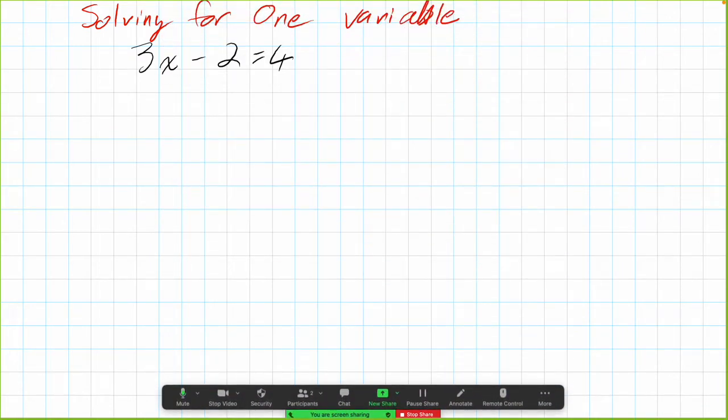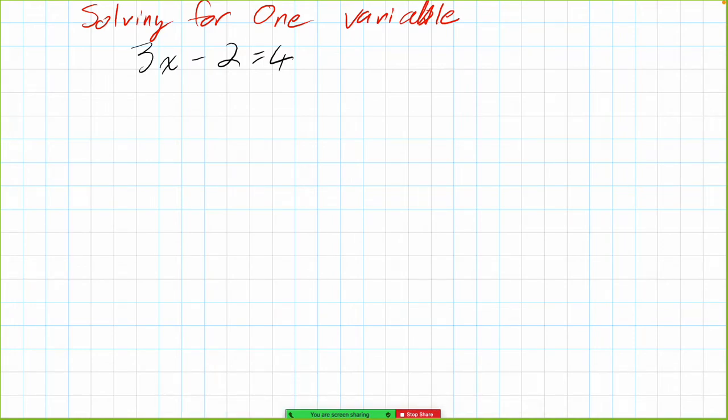Okay, so we're going to do solving one-step variable equations, okay? So I have one here. This one's a pretty standard one. The goal of this, and anytime you're essentially solving for an unknown, is to find out the value of the variable.